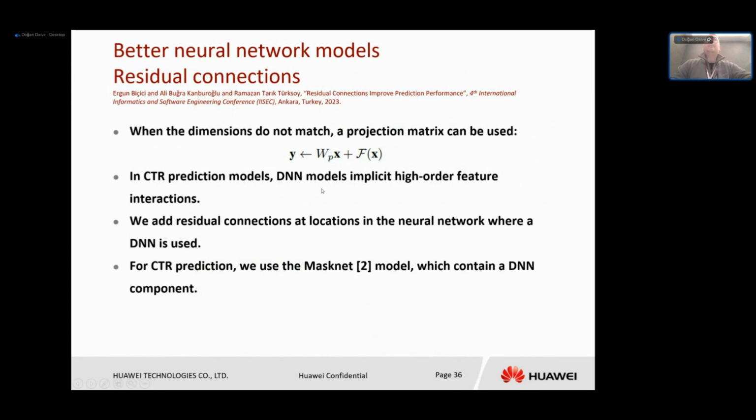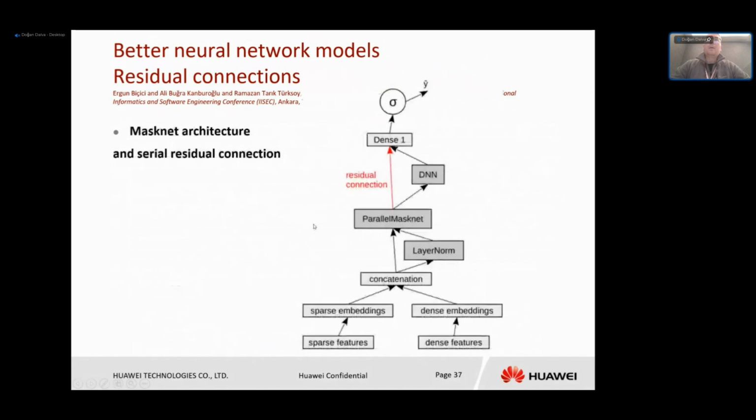But the DNN part can be deep, and so we add skip connection to where the DNN is used in CTR prediction models and demonstrate improvements with MassNet in these results. Here, the architecture is as follows. The MassNet takes sparse features and dense features, which are transformed into embeddings, which are concatenated and sent to layer normalization or by themselves to parallel MassNet layer.